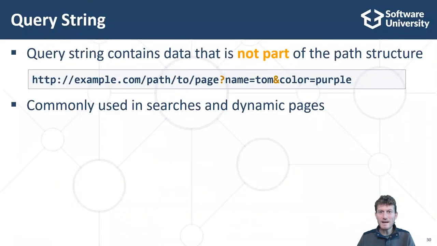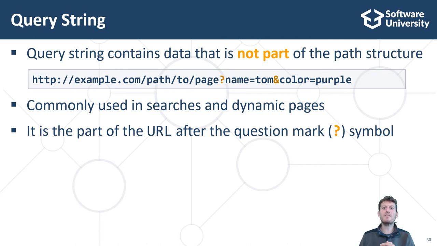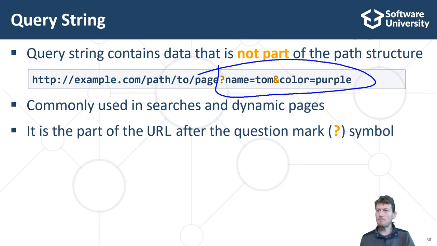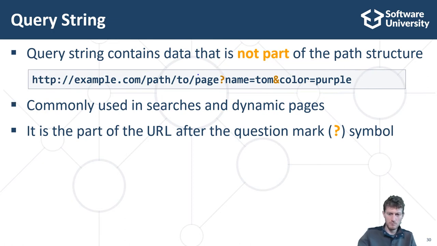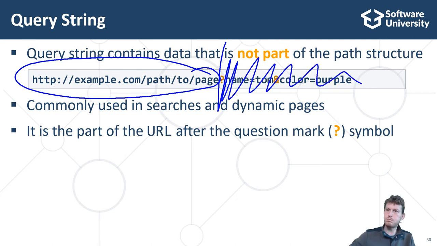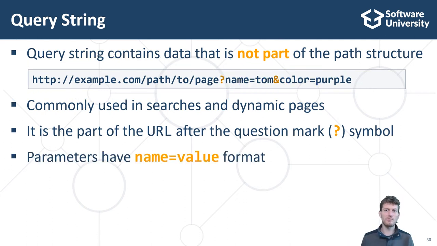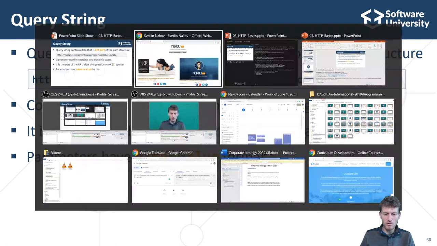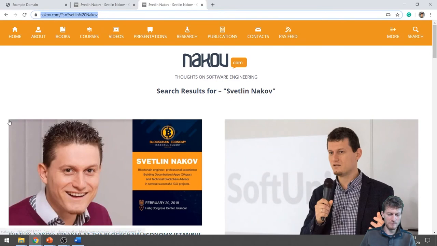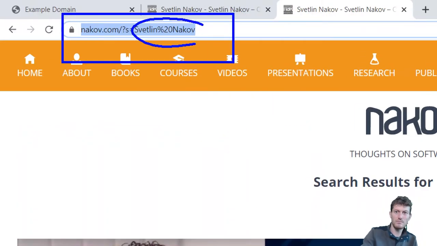The query string is the part of the URL after the question mark symbol. And it is optional. Most URLs don't have a query string. Parameters in the query string have the name=value format. Names and values which hold special characters are URL encoded. This is a good example of what a URL encoding is. We shall learn about the URL encoding a bit later.